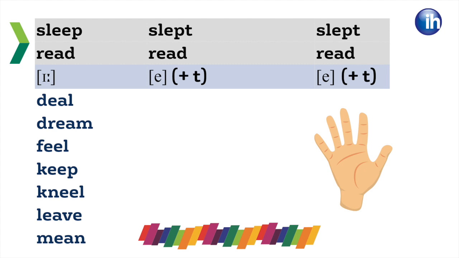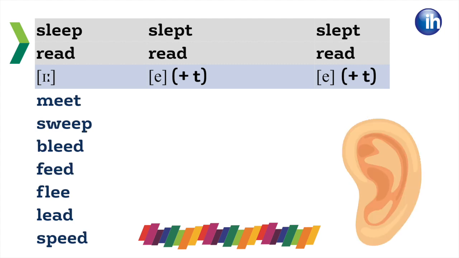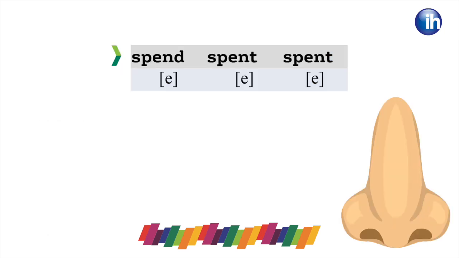For the ones that simply change the vowel sound, we've got meet, met, met, sweep, swept, swept, bleed, bled, bled, feed, fed, fed, flee, fled, fled, lead, led, led, and speed, sped, sped. And there's actually one with a T in there, so if you can pick it out, you get an extra point. The next group presents a very useful word related to money.